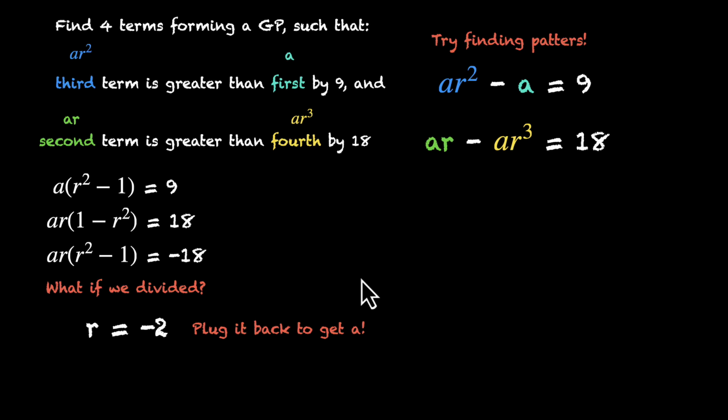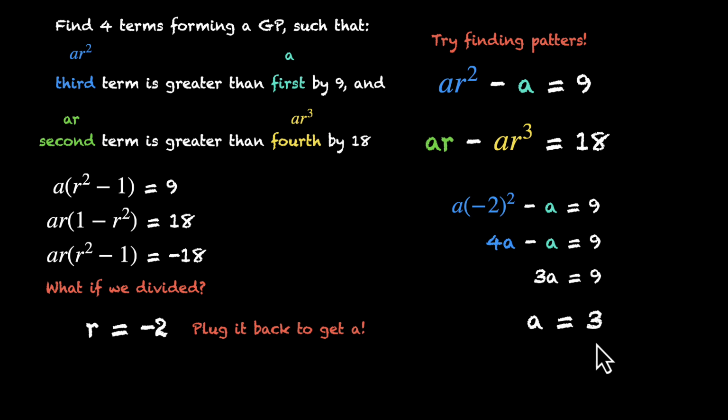Let's plug it into the easiest equation that we can see. I think I see this one. So A times R square minus A equals 9. So if R is minus 2, we have A times minus 2 square minus A equals 9. Minus 2 square is 4. So we have 4A minus A equals 9. This gives us 3A equals 9, which gives us A equals 3. So we have the first term, we have the common ratio, we can get these 4 terms.